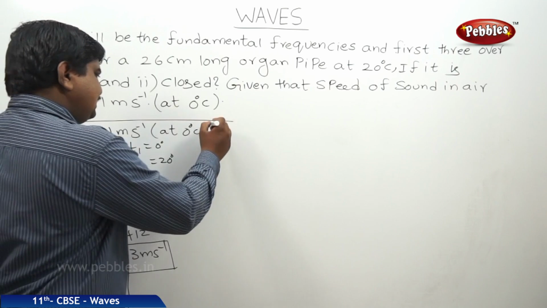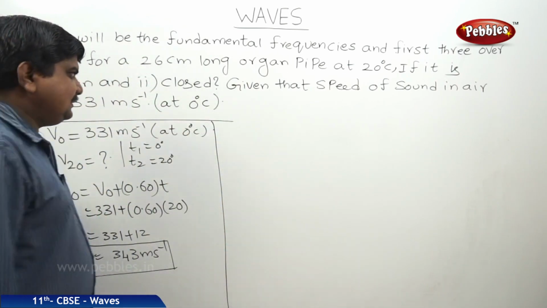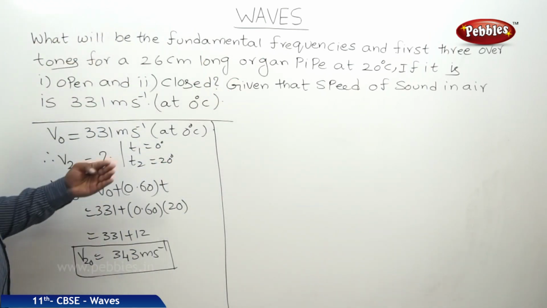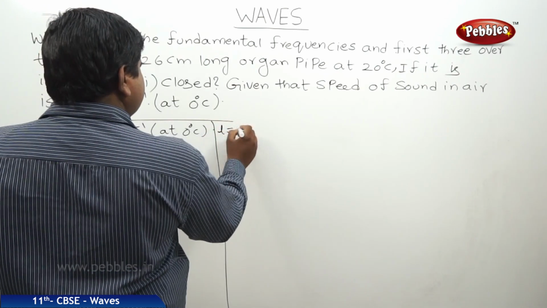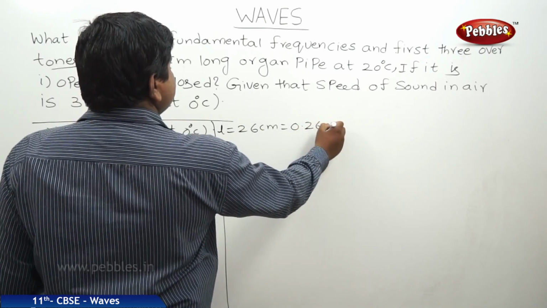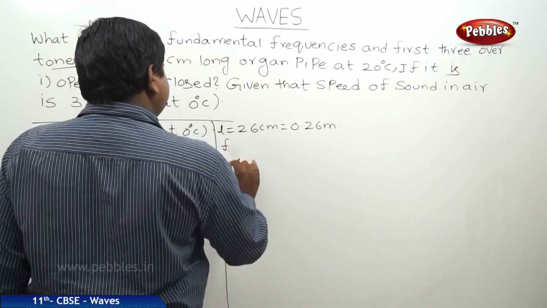So, if this is the case, what we should find out are the fundamental frequencies as well as the overtones. Length of the pipe is 26 centimeters, that means 0.26 meter. So, first the fundamental frequency at the open end.